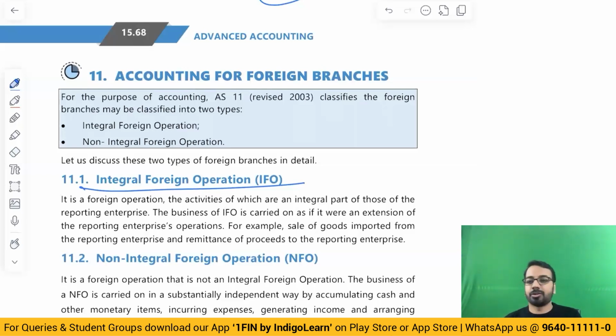Questions will generally mention this. If they don't mention, then you have to see the information. If they have not purchased anything from outside, you can assume it is an integral foreign operation. But if they have purchased from outside, then it can be a non-integral foreign operation. Okay. So that is how you have to make the distinction. How much of the transactions are they having with the head office, and how much are they having independently? That is what will decide what is an integral operation and what is a non-integral operation. Okay. Now, coming to the accounting part.